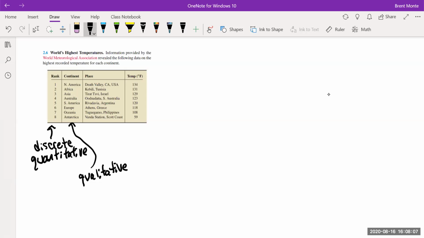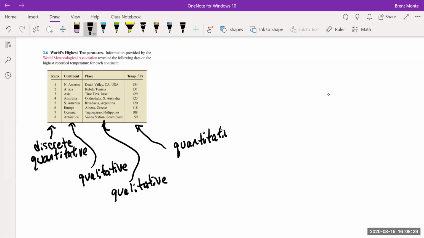So the continent that it was on was qualitative. Similarly, the place, again non-numeric, so it's qualitative. And then the temperature, even though those are listed as whole numbers, they were just rounded off to the nearest whole number. We do know it's quantitative because it's a number. But since we measure the temperature, it is continuous.